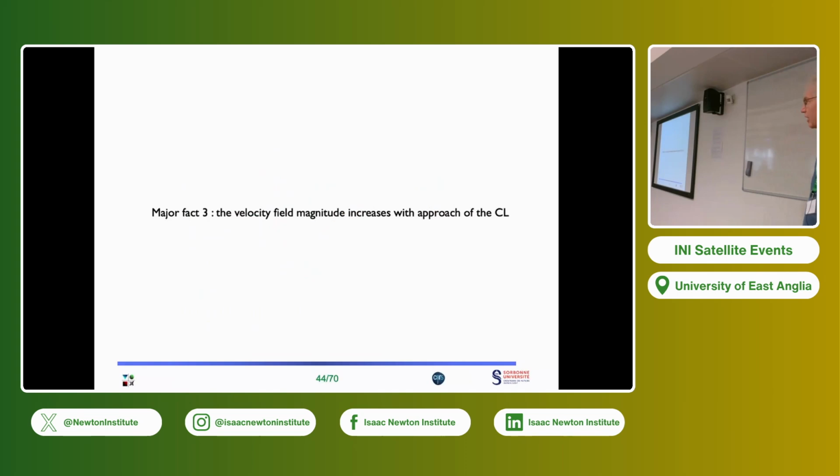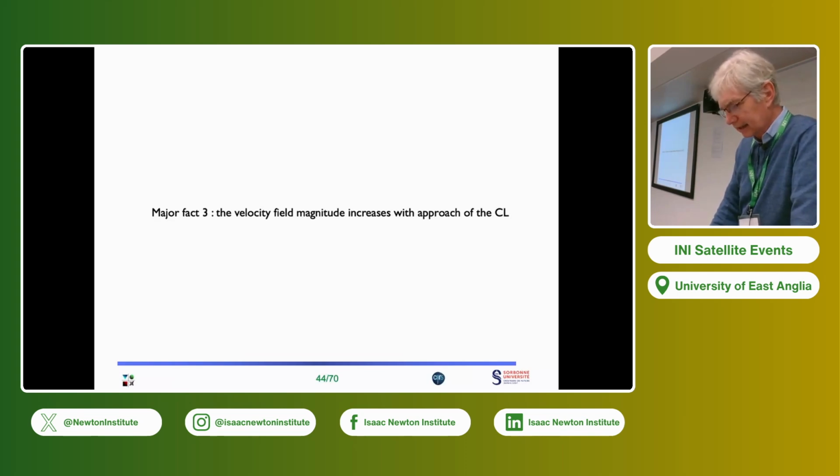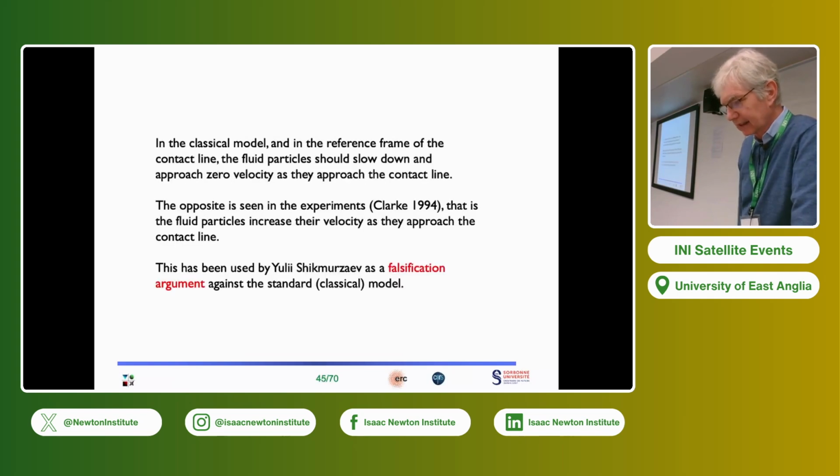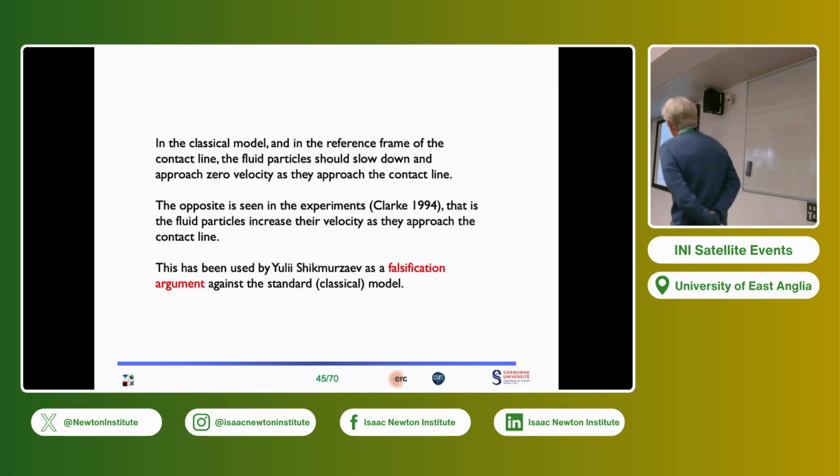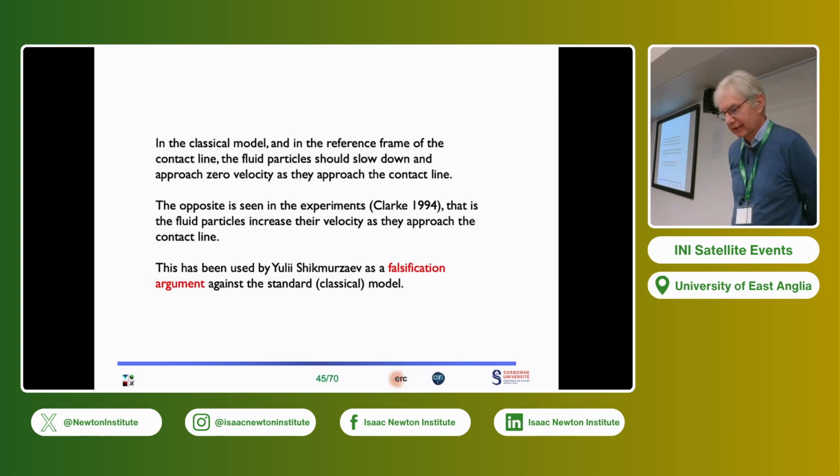The third fact, that was raised by Yuli during the seminar 2 years ago, is that the velocity field magnitude increases with approach of the contact line. So that is a really surprising fact. To understand that, if you're in the reference frame where the contact line is steady, that is the laboratory reference frame, when you do a steady state experiment, the fluid particles which approach the contact line should slow down and stop at the contact line. So their velocity should approach zero. But in the experiment, it seems that you see the opposite. The fluid velocity increases as you approach the contact line.